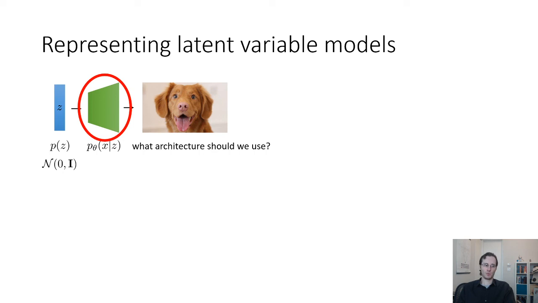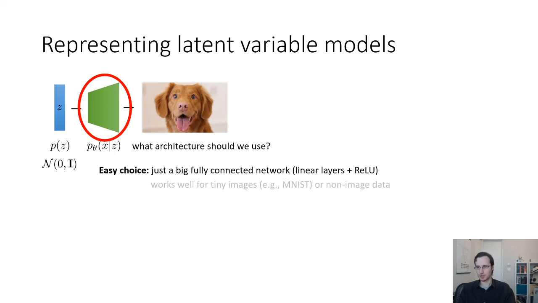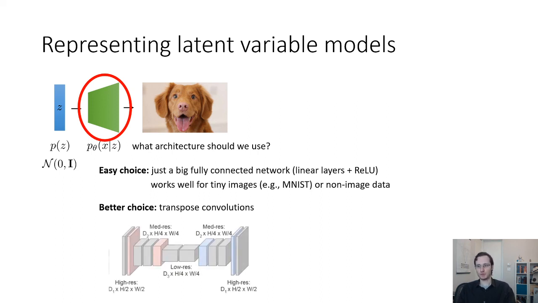Okay, what architecture should we use for this P of X given Z? We know what it's going to output. It's going to output either a softmax over each pixel or the mean and maybe the variance for every pixel. But what should the architecture be? Well, an easy choice is to just use a big fully connected network, basically a bunch of linear layers plus ReLUs. And this was a very common choice in the early days of these kinds of models. It also works well for tiny images like MNIST or for non-image data. But if you have more complex or larger images, a better choice is to use transpose convolutions.